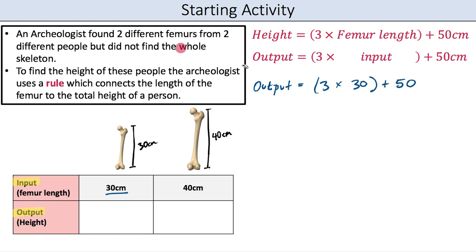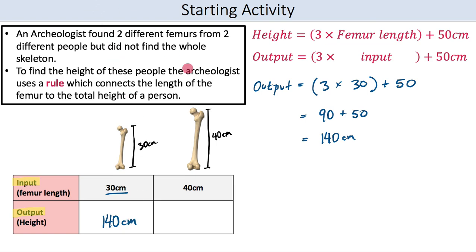That bracket is just so ugly. I need to fix it. That's better. 3 times 30 is 90. Then I'm going to plus 50. 90 plus 50 is 140. And we're talking about centimeters here. So we come over here now. My output for when my input is 30 centimeters is going to be 140 centimeters.